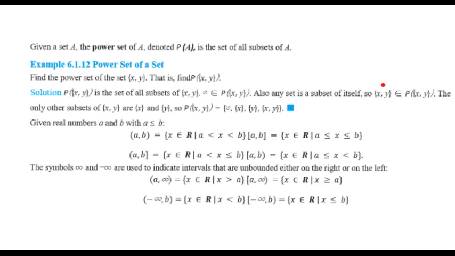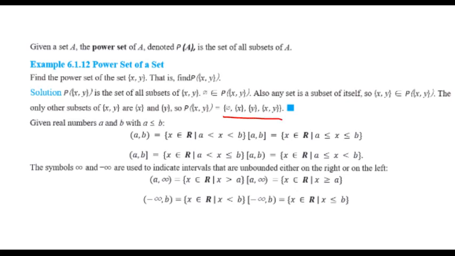So the set {x, y} is also a member of the power set of {x, y}. What else? We know that the set including only x and the set including only y are also subsets of the original set {x, y}. So both of them are members of the power set of {x, y}. So the power set of {x, y} has a total of 4 elements.